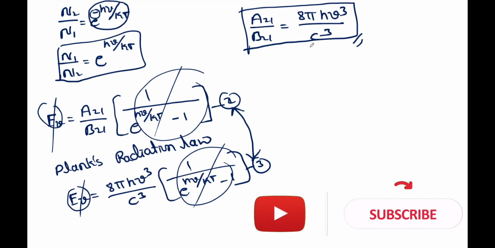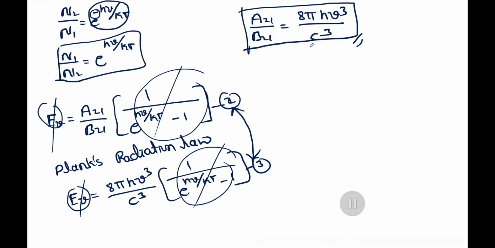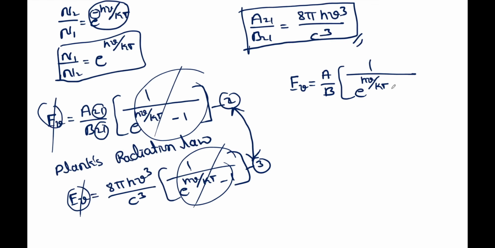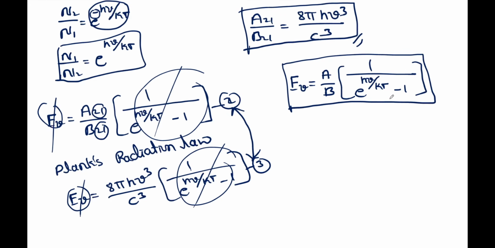Now write down the simplified version of equation number 2 by neglecting the subscripts 2 1. So ultimately the equation we can write is E nu is equal to A by B into 1 by e raised to h nu by kT minus 1. This is the equation which we call the energy density equation. I hope you got to know whatever I tried to explain here.